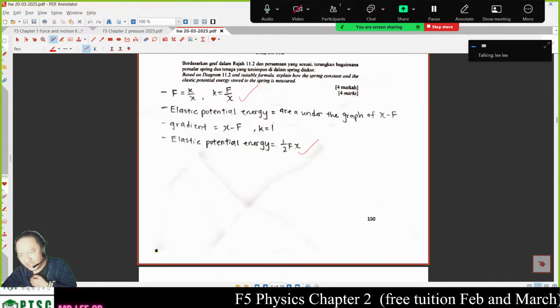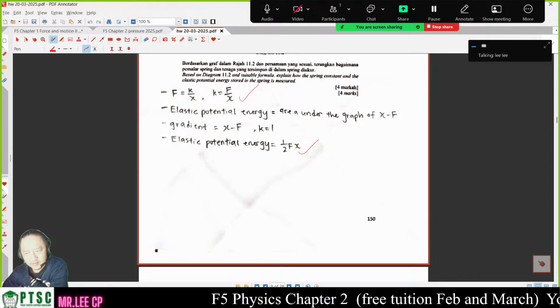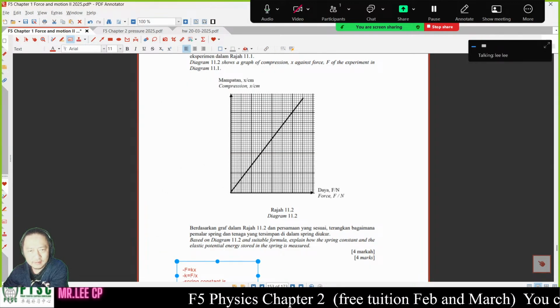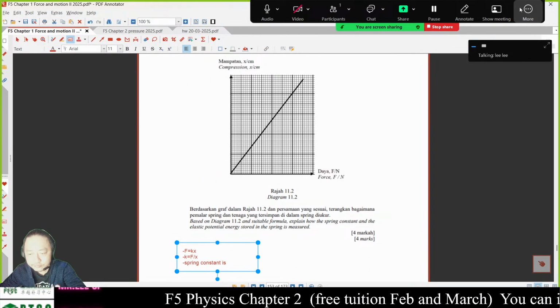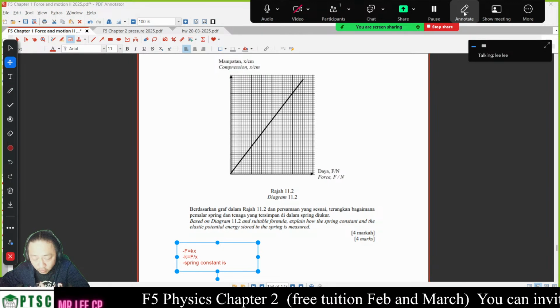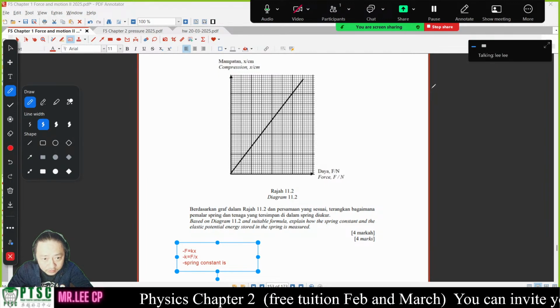What k is equal to 1? I don't understand this one. Okay, now I tell you. Normally you see this, but I want you to understand this.